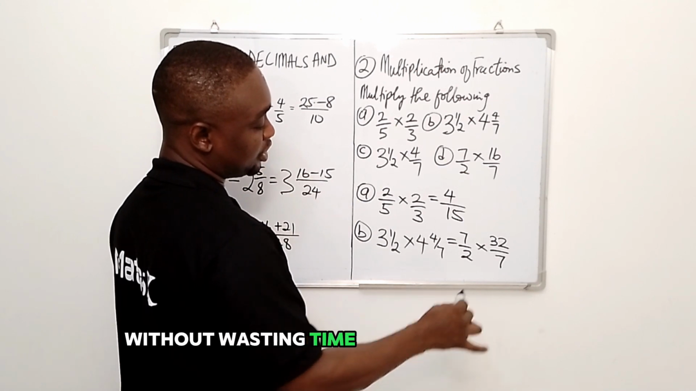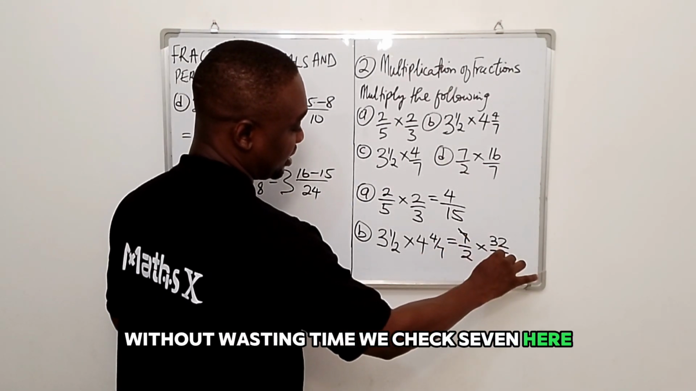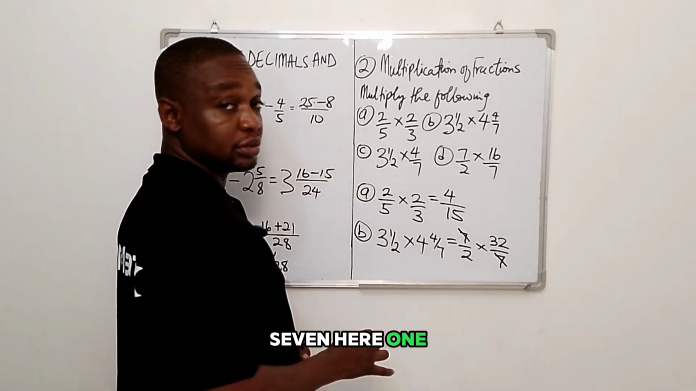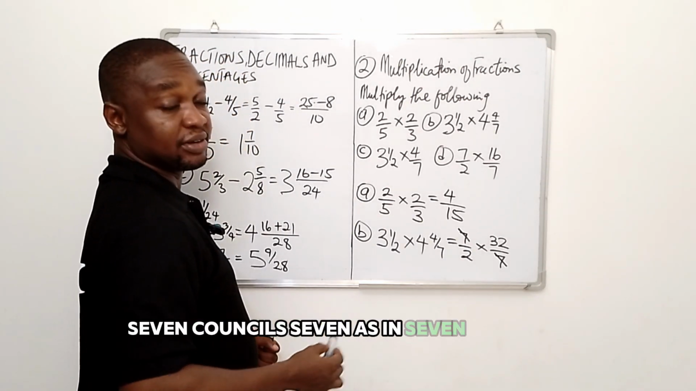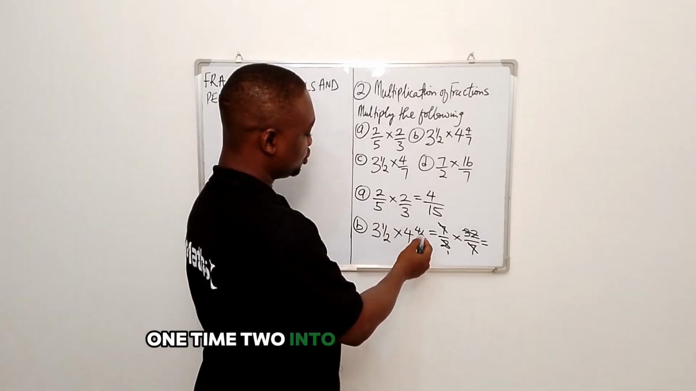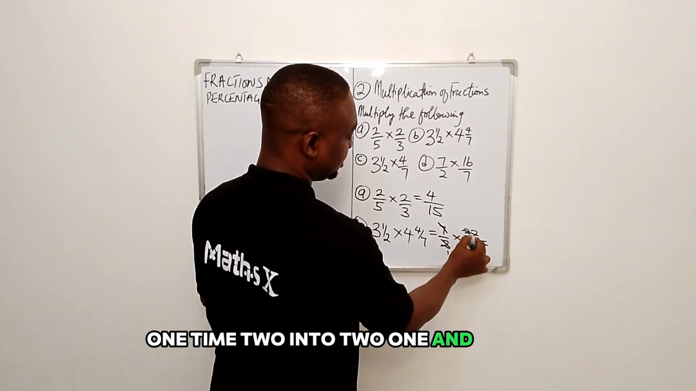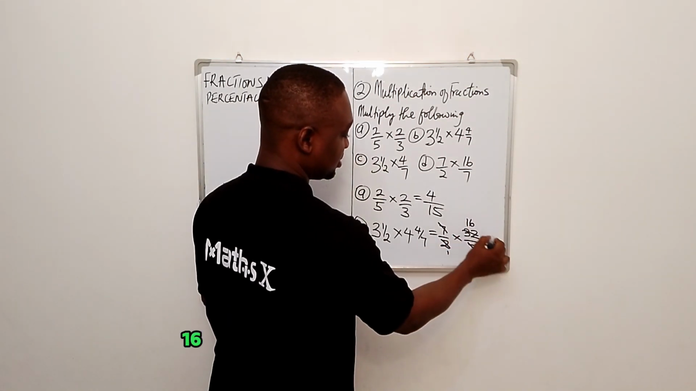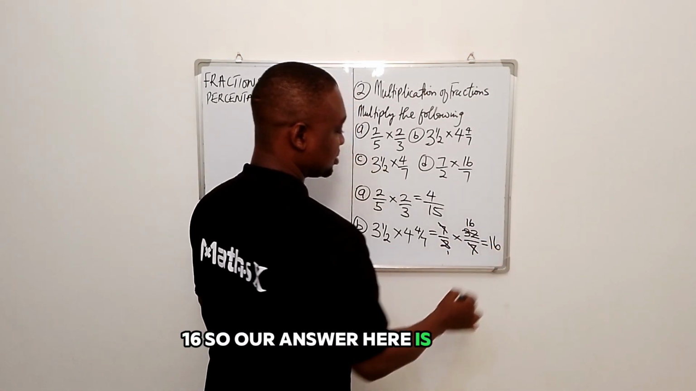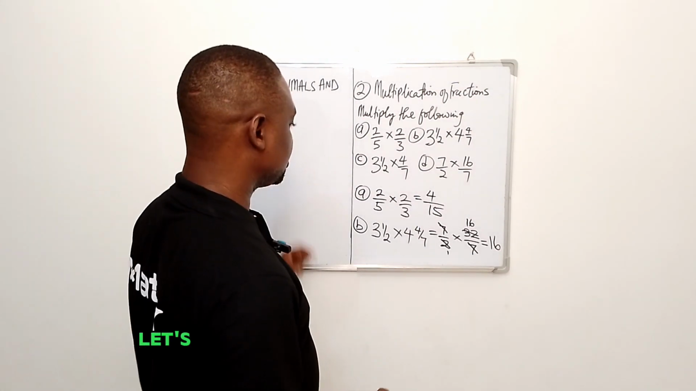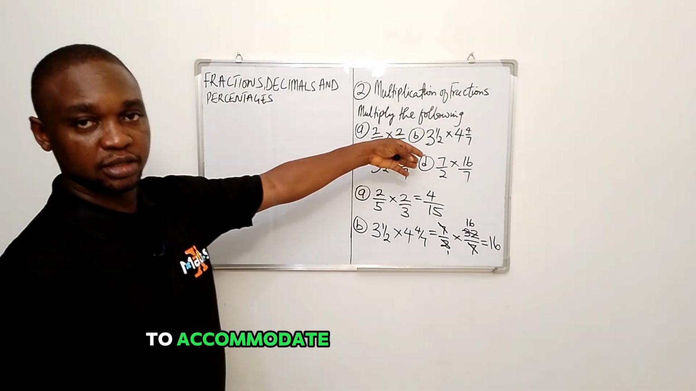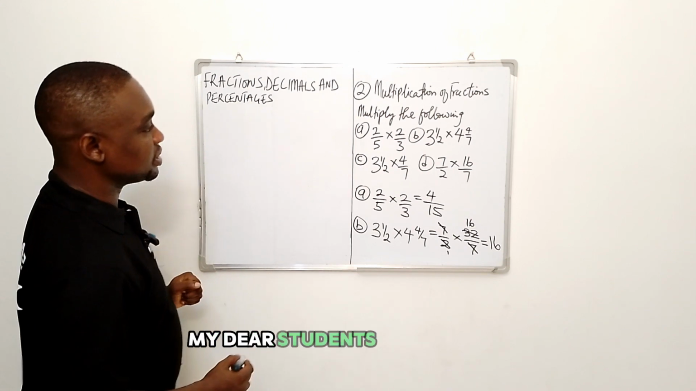Without wasting time, we check 7 here, 1. 7 cancels 7, as in 7 cancels itself one time. 2 into 2, 1, and into 32, 16. So our answer here is 16. Let's take some space on this other side to accommodate some more examples, my dear students and viewers.